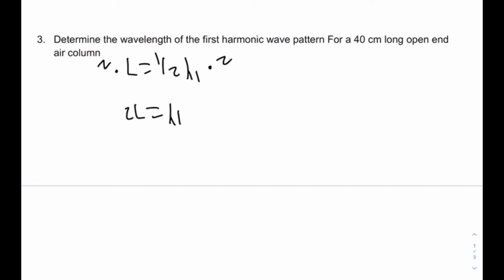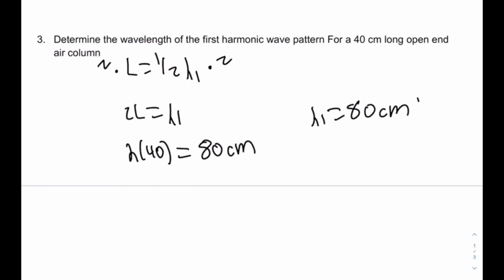So from here, you would just go straight into plugging in your numbers. So that would be 2 times 40, which equals 80 centimeters. So the wavelength for lambda 1 equals 80 centimeters.